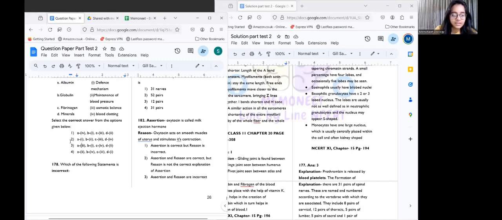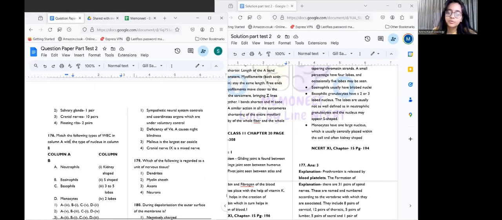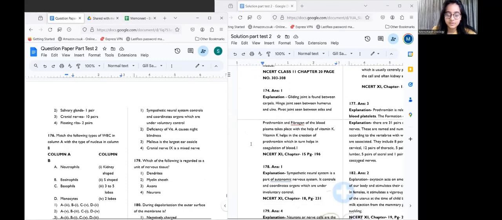Next, moving to the 178th question, which is: the following statements is incorrect. The sympathetic neural system controls and coordinates organs which are under voluntary control. No, it helps to control organs which are under involuntary control, right? So the answer for the 178th question is the first one, which is incorrect.